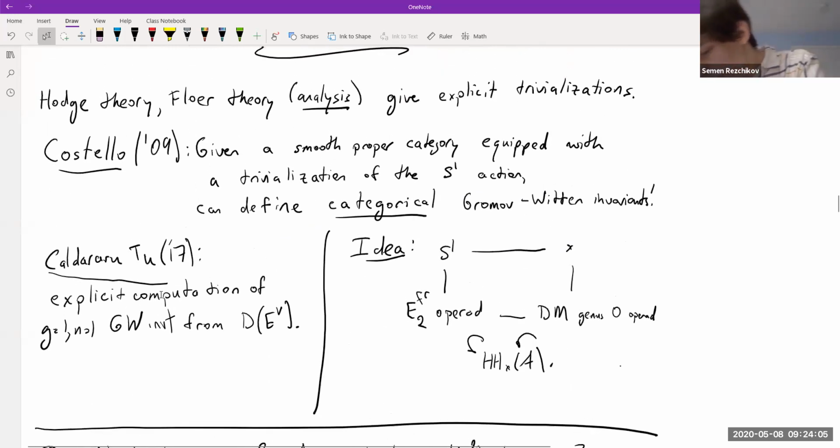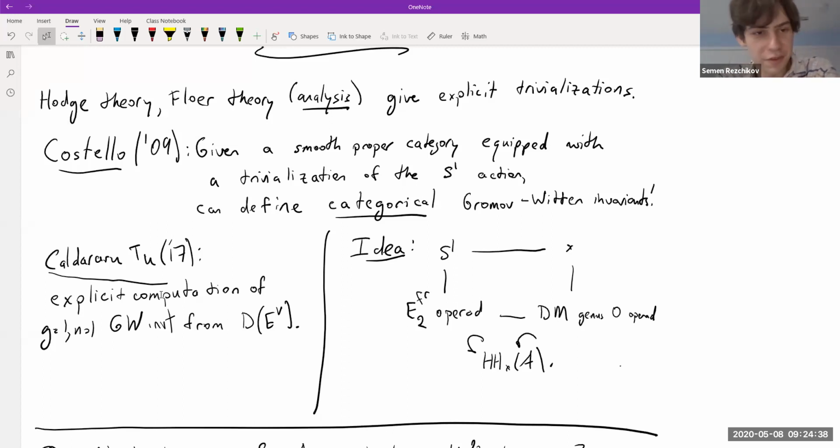One reason this is important is for this project about recovering Gromov-Witten invariants or Hodge-enumerative mirror symmetry from homological mirror symmetry. There's a result of Costello that says something like: if you have a smooth, proper DG category equipped with a trivialization of the S1 action on Hochschild homology, then you can define some kind of categorical Gromov-Witten invariants. So there are some numbers you can extract. It's hard to compute these numbers, but people have been able to do it.